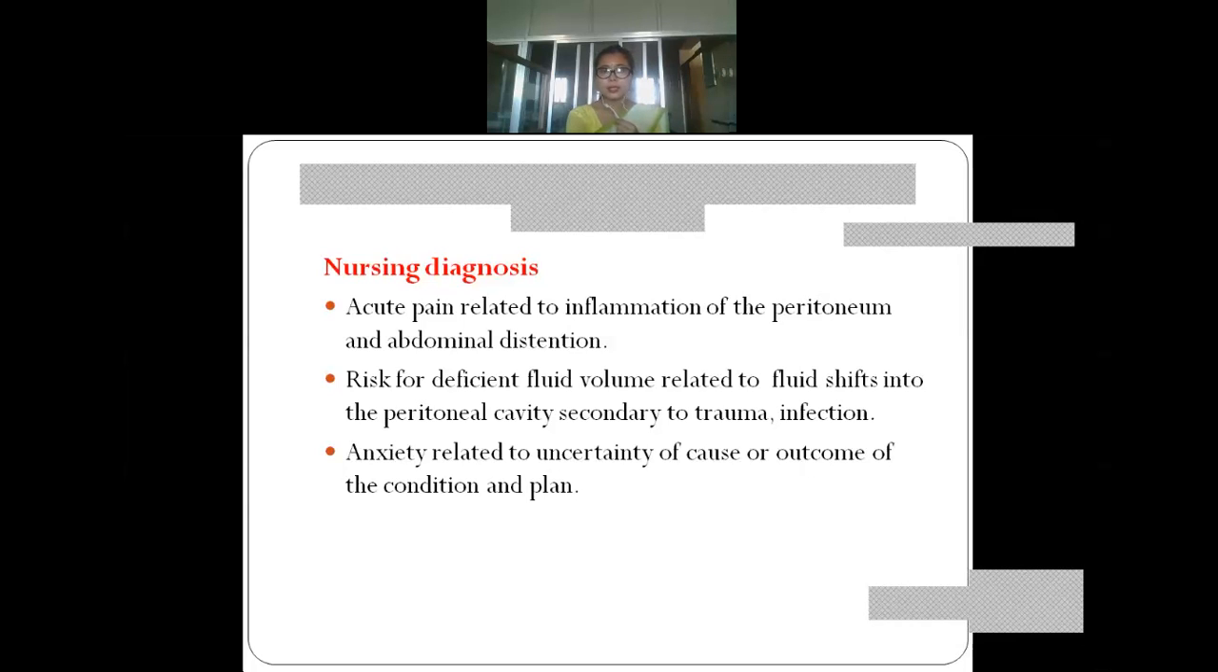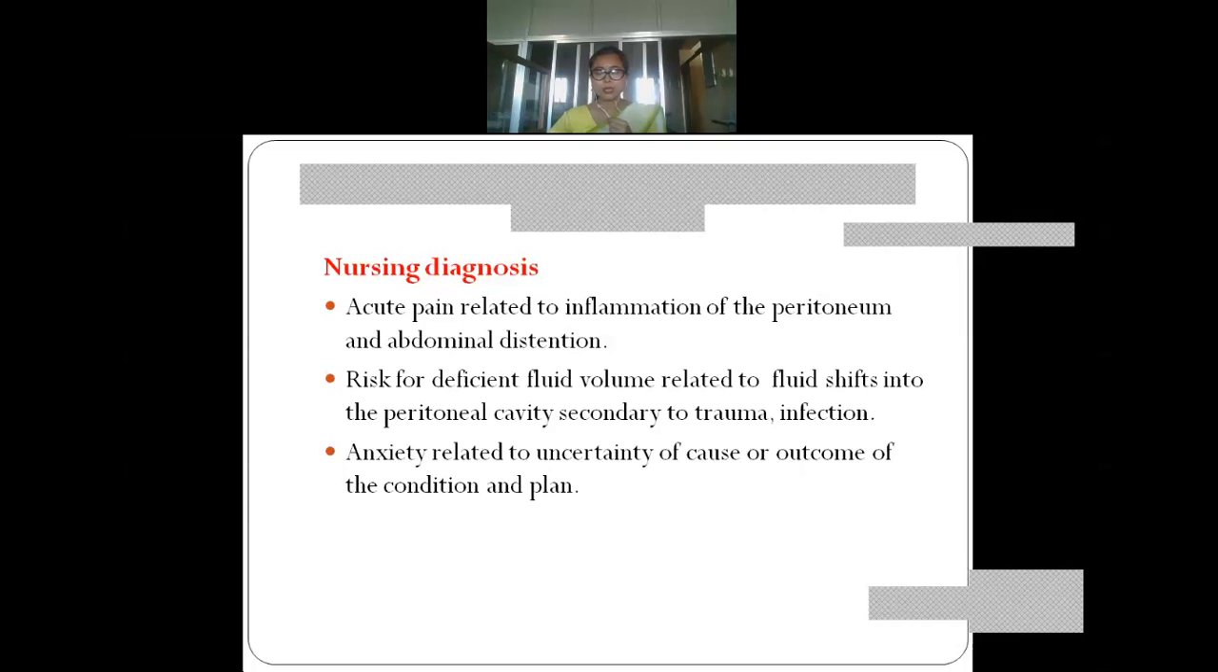And anxiety related to uncertainty of cause or outcome of the condition and plan. For this, our goal will be to reduce the anxiety, and interventions include, first, assessing the level of anxiety. And we should always reassure the patient. How to reassure the patient is by explaining to them the cause and what can be the outcome of the treatment being given to him or her.